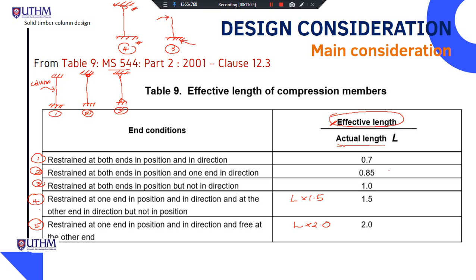So this is the actual length. This actual length is this value. And this is the length. I'm sorry, please assume this is a straight line. So this is the length.